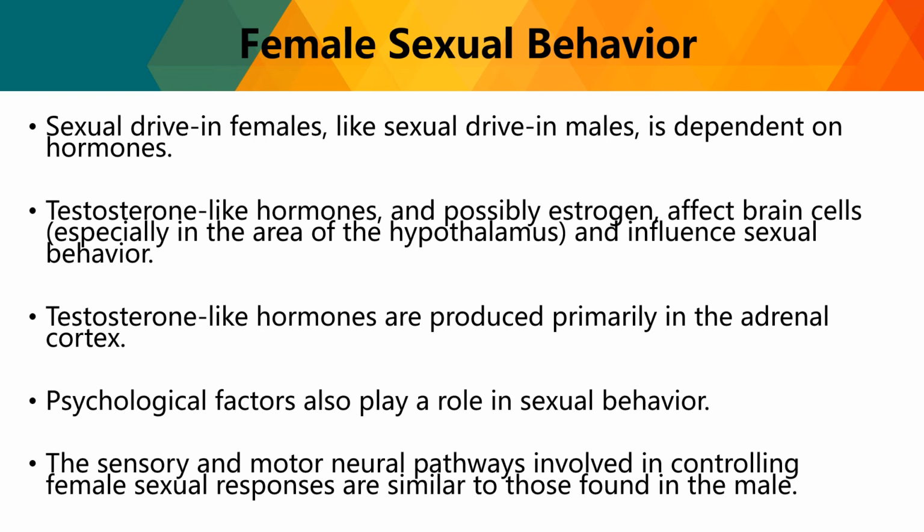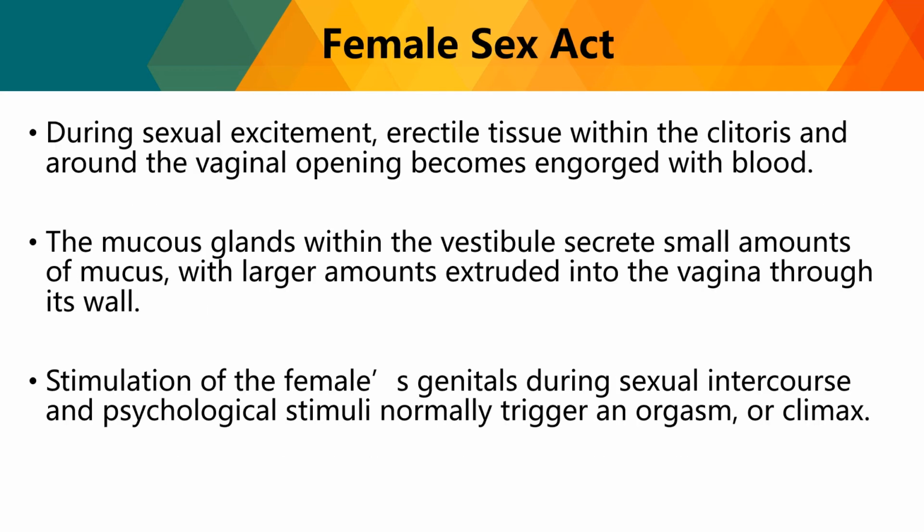The sensory and motor neural pathways involved in controlling female sexual responses are similar to those found in the male. During sexual excitement, erectile tissue within the clitoris and around the vaginal opening becomes engorged with blood. So it is not only in the male, okay? The mucous glands within the vestibule secrete small amounts of mucus, with larger amounts excreted into the vagina through its walls. Stimulation of the female's genitals during sexual intercourse and psychological stimulation normally trigger an orgasm or a climax. Okay?